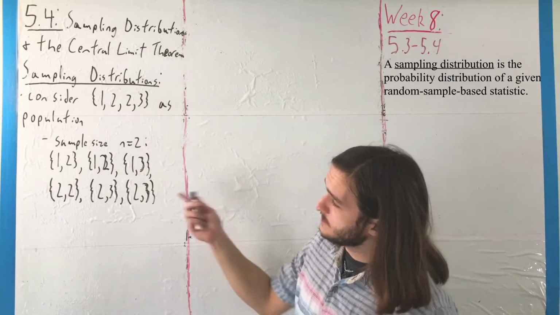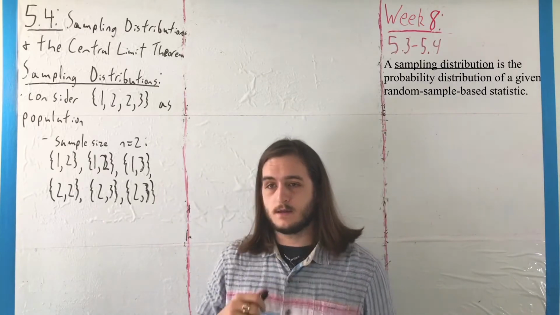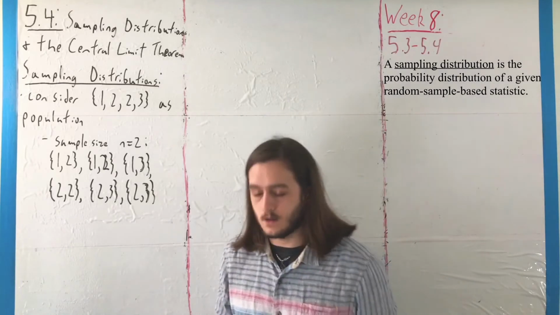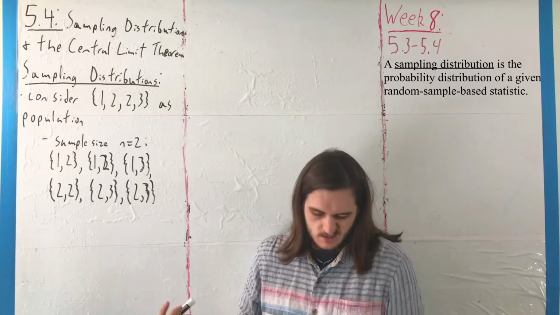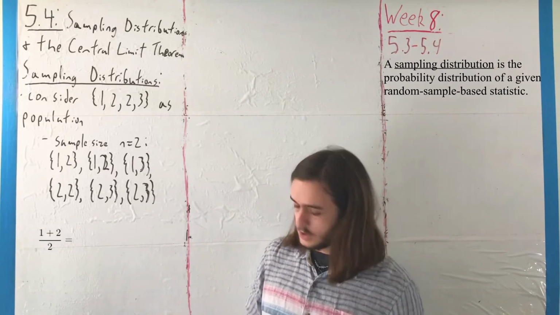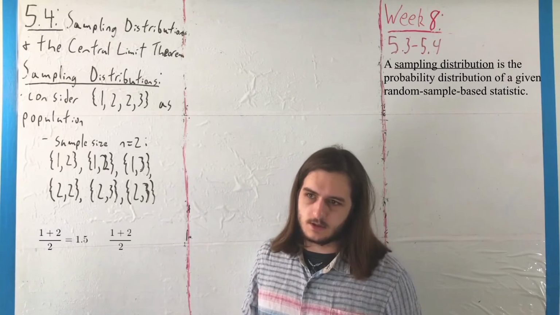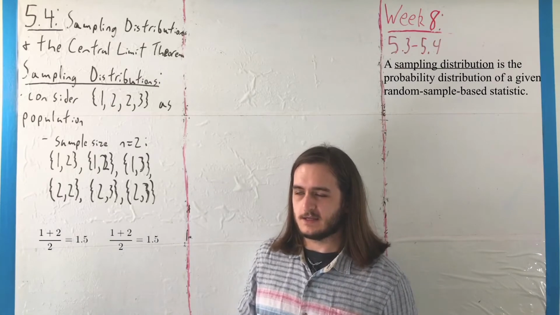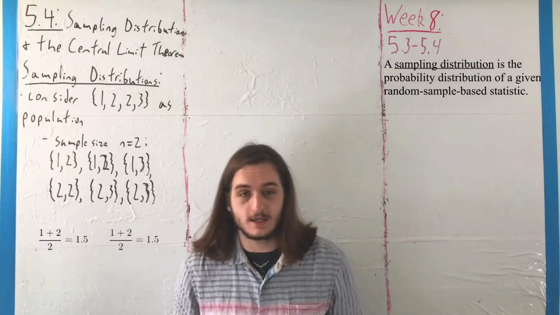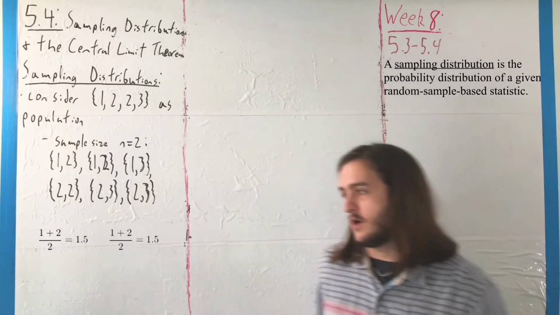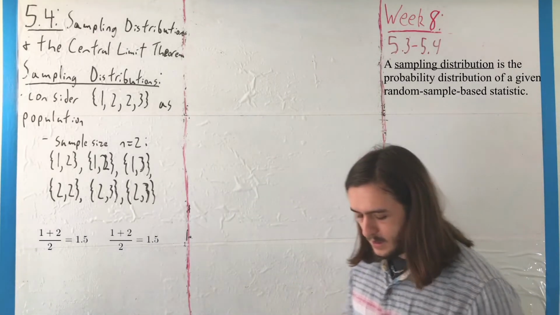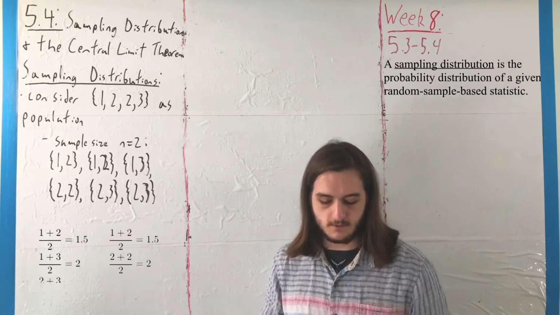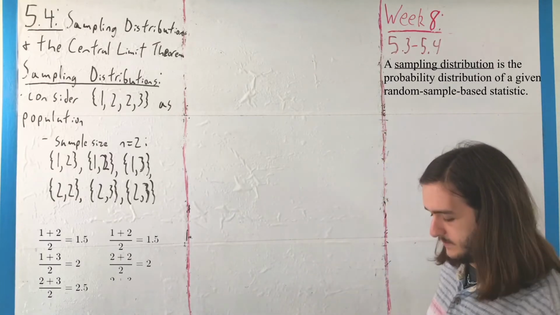And then we can talk about, from each of these samples, the mean within each of our samples. We can talk about the mean of all of those, where we'll get a whole bunch of values that are pretty similar. We'll have 1 plus 2 over 2, which is 1.5. 1 plus 2 over 2 again, which is also 1.5. And then we'll have 1 plus 3 over 2, which is 2, 2 plus 2 over 2, which is 2, 2 plus 3 over 2, which is 2.5, and then another 2.5.